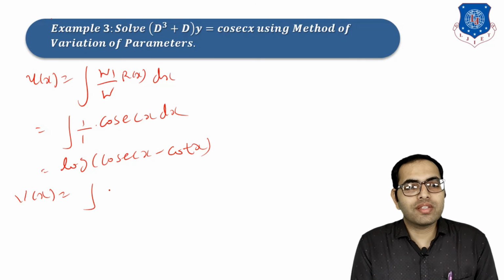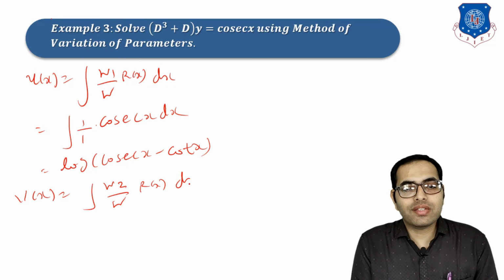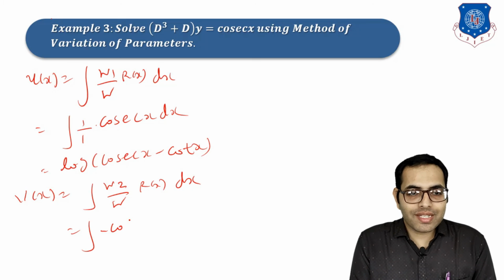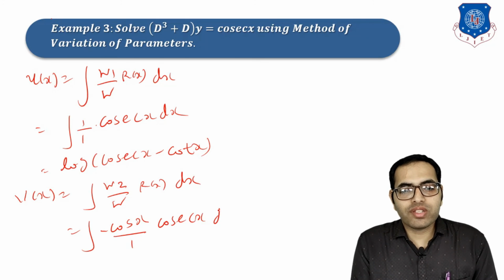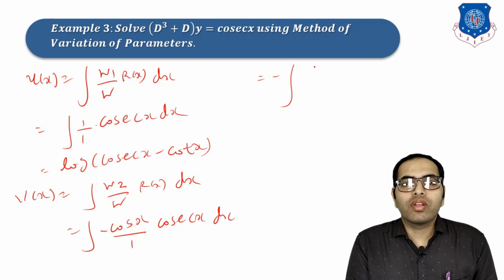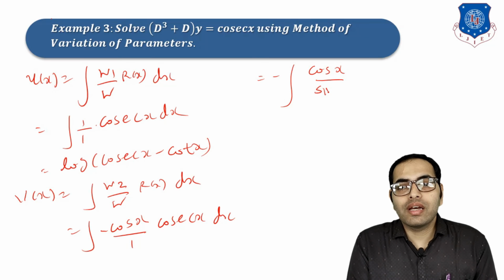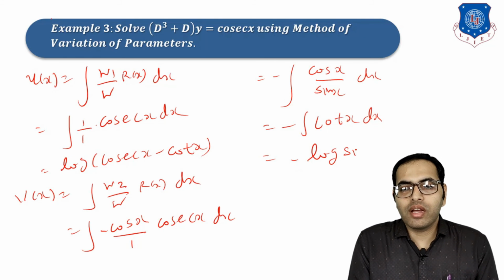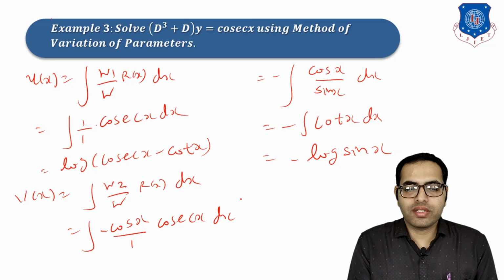Similarly for the v of x, we have the formula w2 by w into r of x dx. Substitute the values of w2 which is minus cos x, w which is 1 and cosec x dx. Now the minus sign will be common out, cosec is 1 upon sin x, then cos by sin is cot x, so minus cot x dx. Integral of cot is log of sin x.